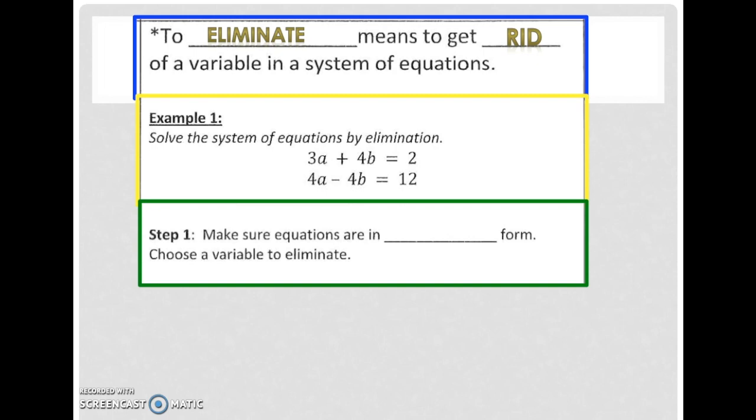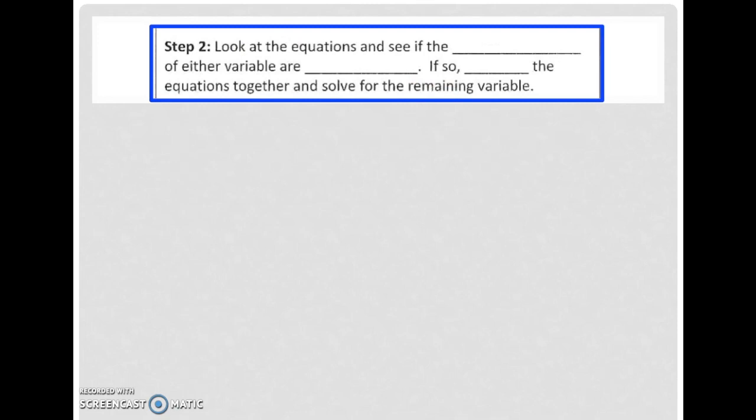Step 1, we're going to make sure equations are written in standard form. Choose a variable to eliminate. So let's take a look. Step 2, look at the equations and see if the coefficients of either variable are opposite. If so, add the equations together and solve for the remaining variable.